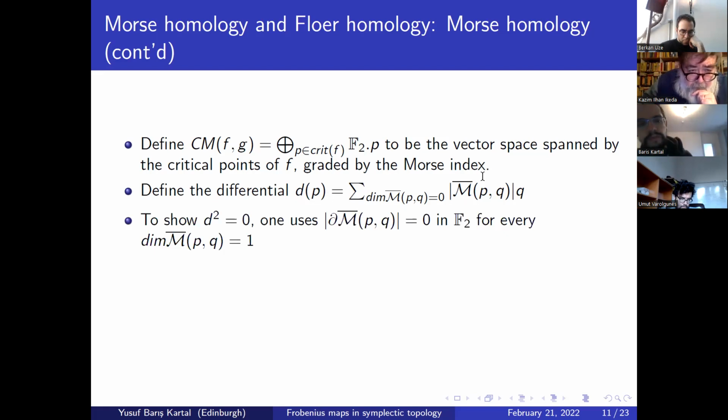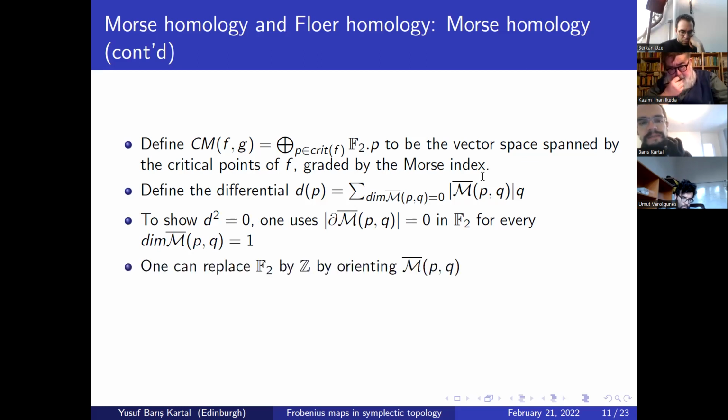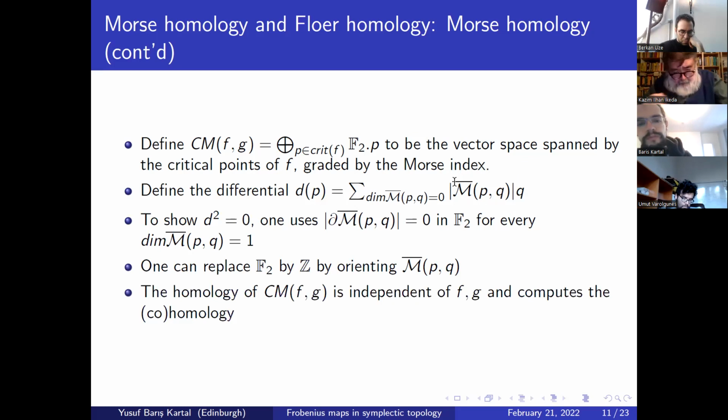And to show d squared equals 0, you use the boundary structure. Namely, when you have one-dimensional moduli spaces of trajectories, the boundary has 0 elements modulo 2. And you can actually replace F2 by Z by orienting the moduli spaces. And instead of just putting numbers here, you will use the sign count. And the homology of the Morse complex is actually independent of f and g, and it computes the cohomology.